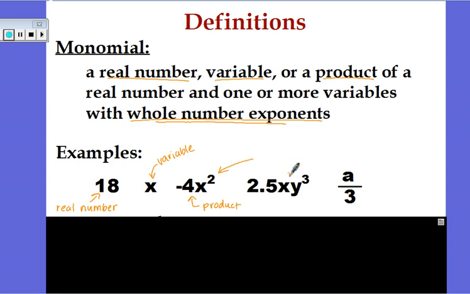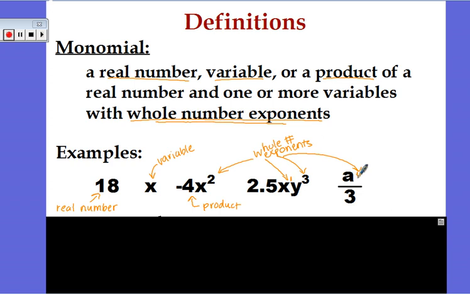Notice all of these guys have whole number exponents. Okay, whole number exponents. So remember, with whole number exponents, that means it's got to be any of the counting numbers or zero. It cannot be negative exponents. Okay, so this guy has a 1, that guy has a 1.